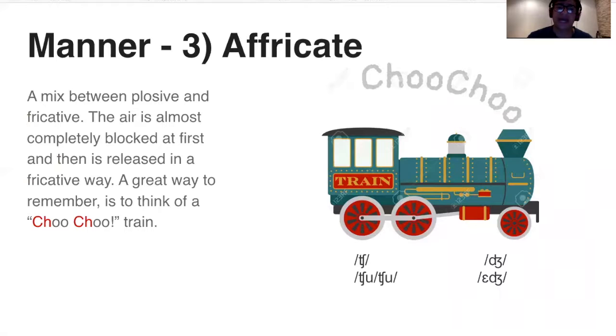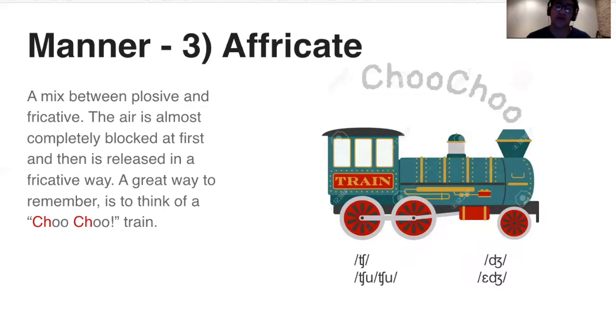The third manner is the affricate, and it is basically a mix between the plosive and the fricative. This is because the air is almost completely blocked at first, and then it is released in a fricative way. A great way to remember this sound, or this manner rather, is to think of a choo-choo train. Ch, ch is an affricate sound.